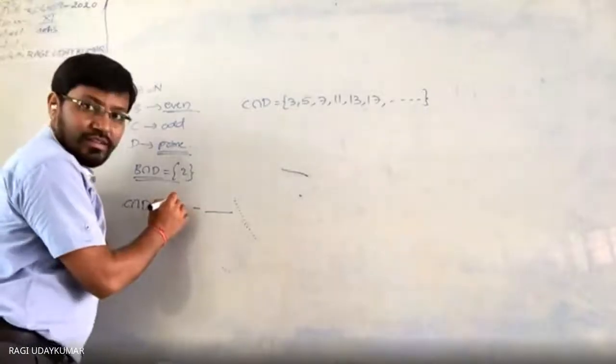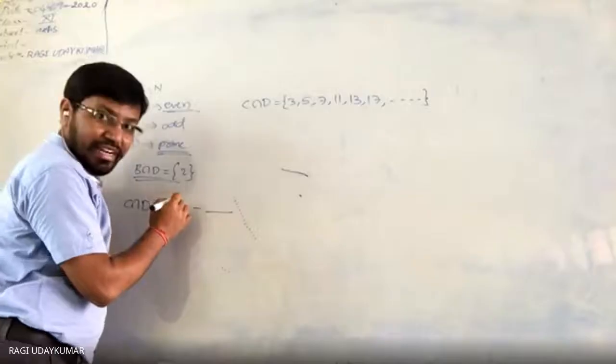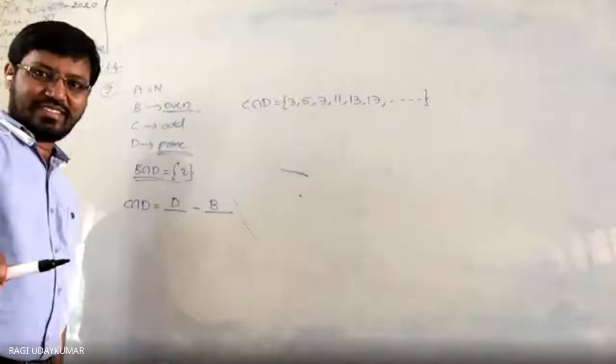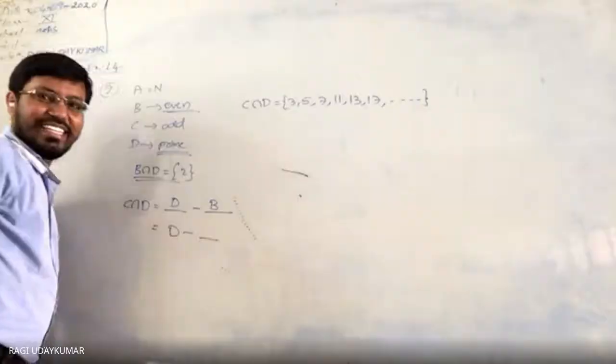C minus D? D minus B? Here what? D minus D. Check once. Yes, another way. This is the right answer. Another answer: D minus something.